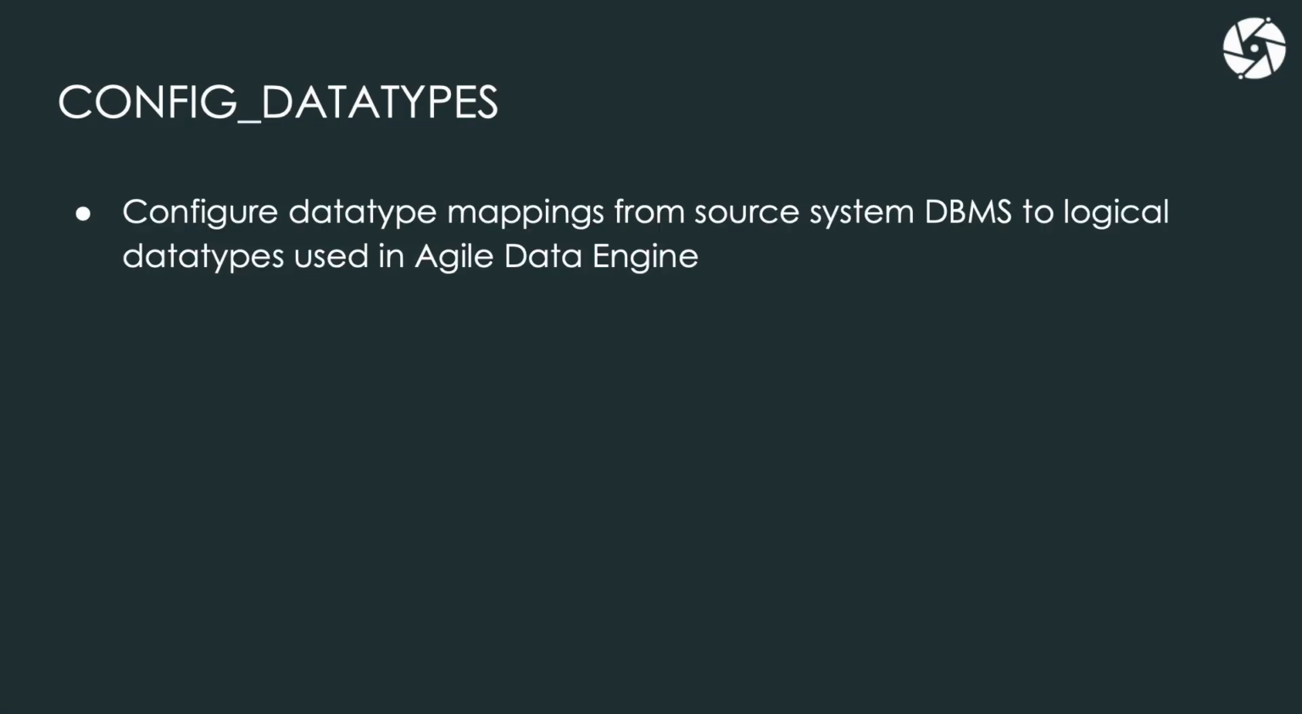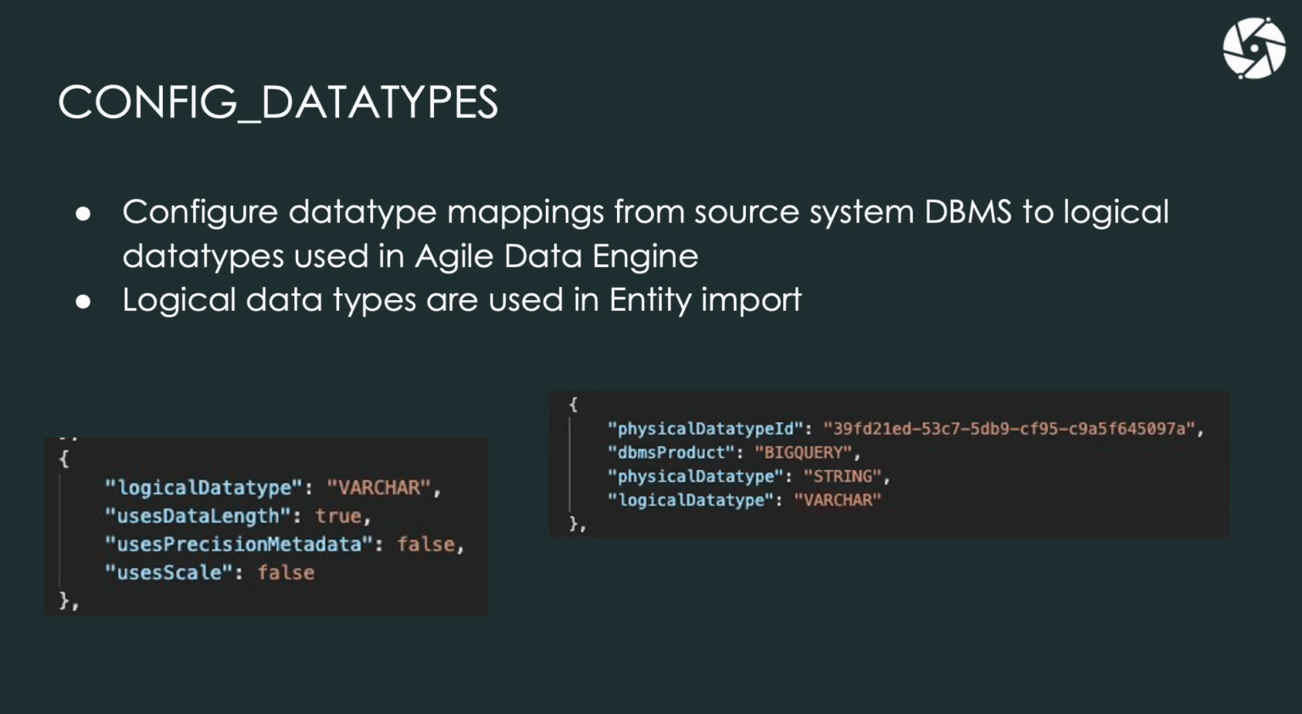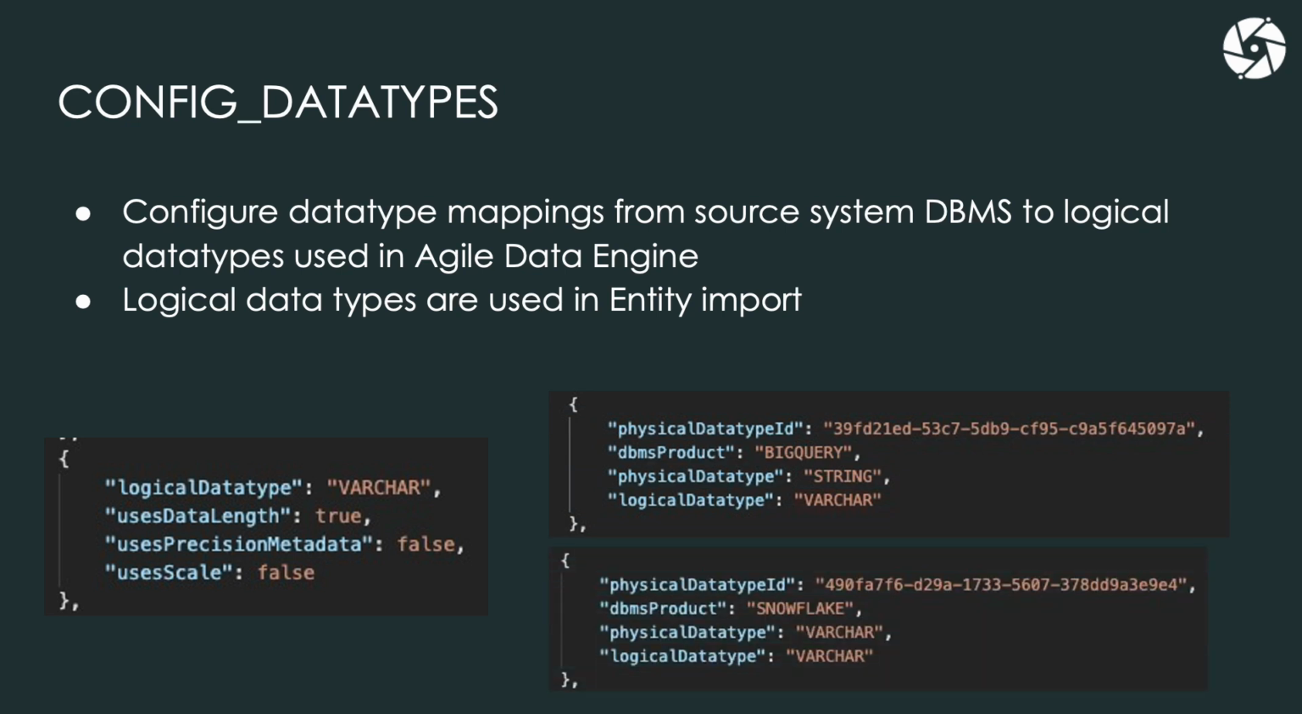Config datatypes is a configuration package that is used to configure datatype mappings from source system database engine to logical datatypes used in Agile Data Engine. Logical datatypes are used in the Designer attribute screen and during entity import. It is possible to add new logical data types and update existing ones. Data warehouse logical data type configurations are managed inside the JSON array block named DW logical data types. In the example shown, a logical data type varchar is defined, and the right-hand side illustrates how it is mapped to BigQuery string and Snowflake varchar SQL types.